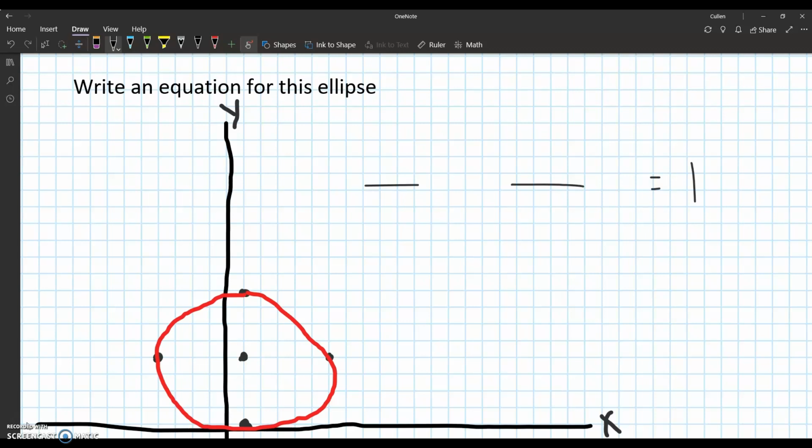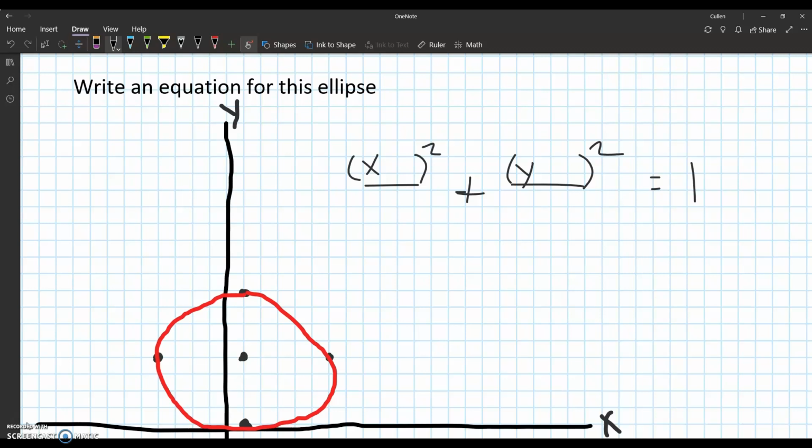We're going to have an x part. There's always a plus in between them for these ellipses. There's an x plus or minus something squared. You're going to have a y plus or minus something squared. And then you're also going to have the a squared and b squared underneath the denominators.